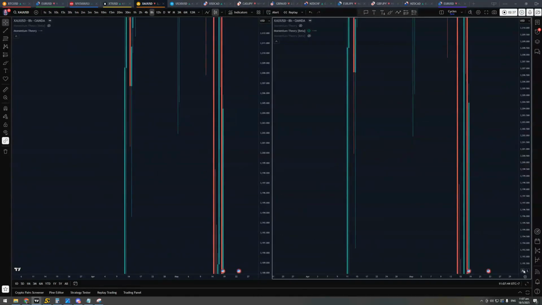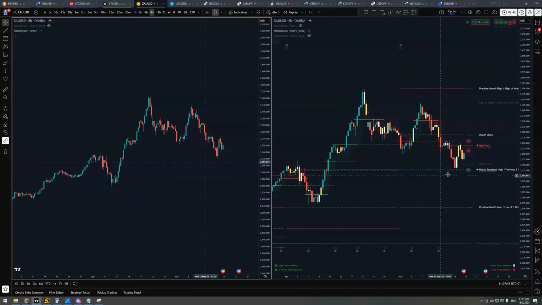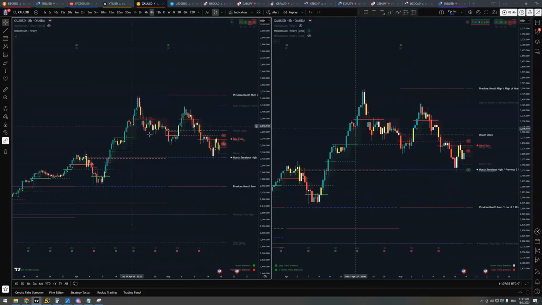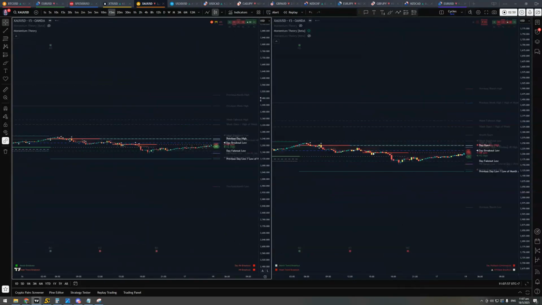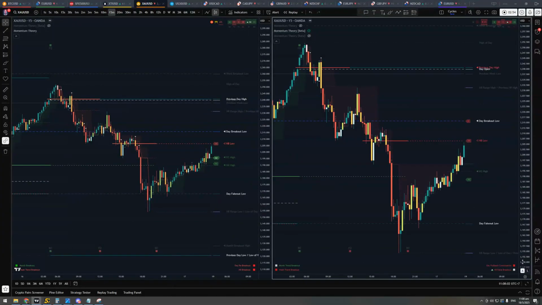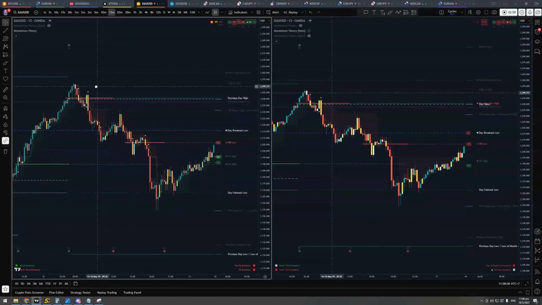Something else that has changed, which actually is quite a significant change from the last one, is that I now use new logic for my entries. Previously, I was looking at two time frame alignment. If I'm taking a trade, let's say on the M15 here, I wanted to see the M15 and the H1 both be aligned in order to take a trade.